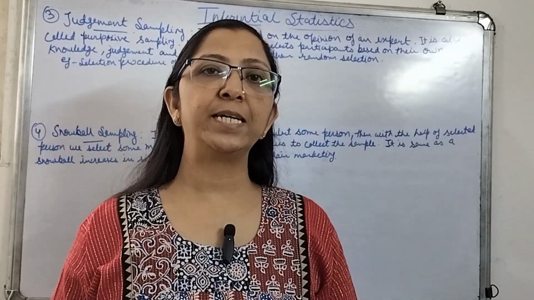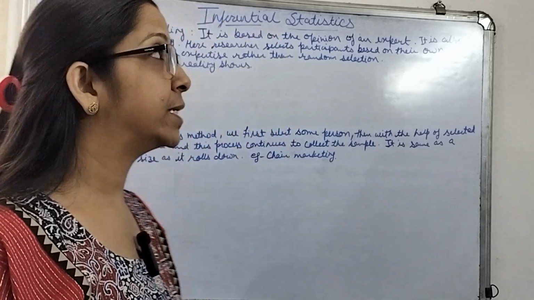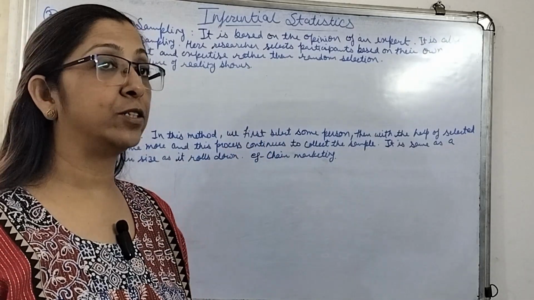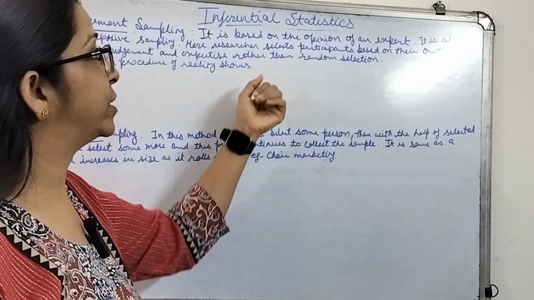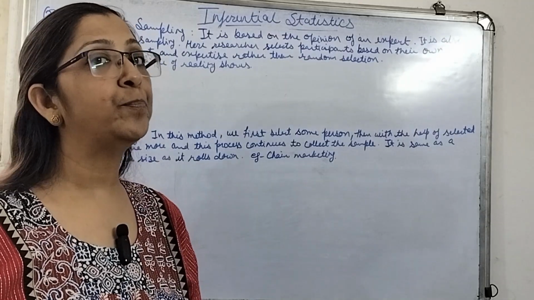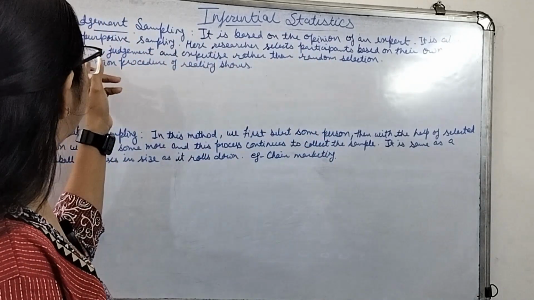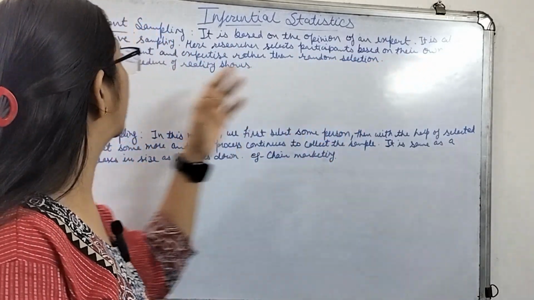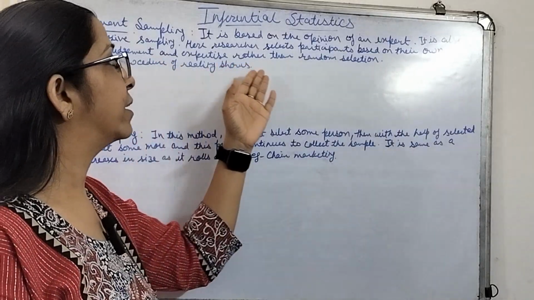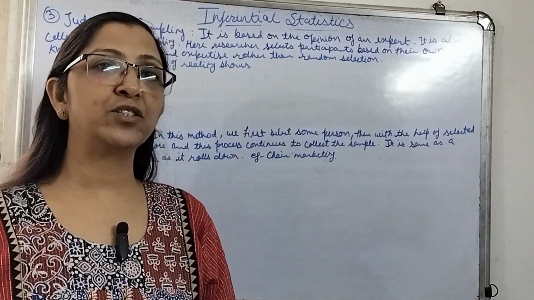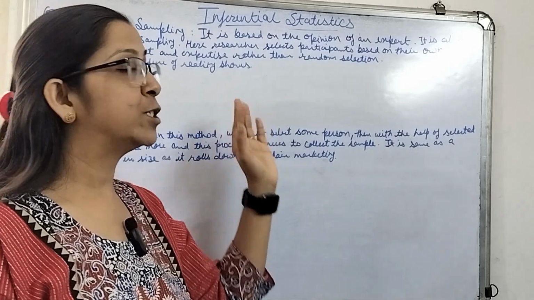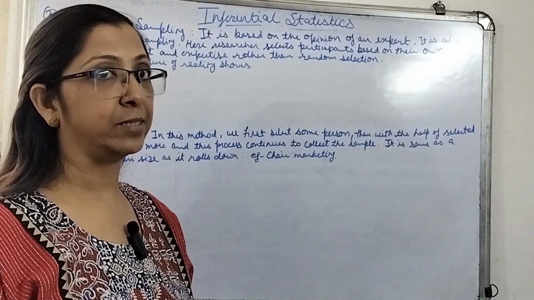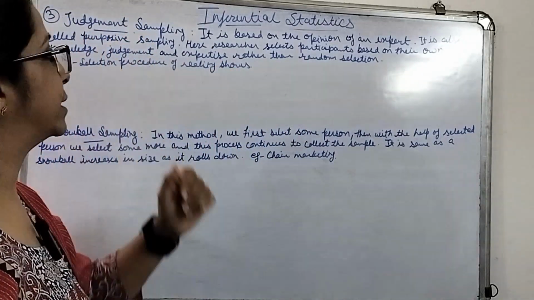Now let's see what is judgment sampling and what is snowball sampling. Judgment sampling is based on the opinion of an expert. That means whoever is doing the research selects the persons as per the knowledge and expertise of the researcher. It is also known as purposive sampling. Here the researcher selects participants based on their own knowledge, judgment and expertise rather than random selection. That means random selection is not being done. This type of selection is known as judgmental sampling.